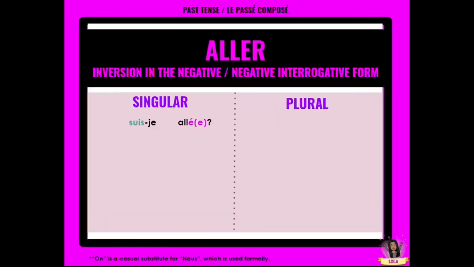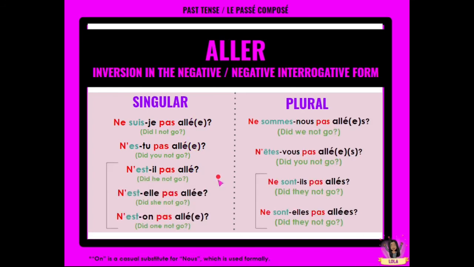So we have suis-je allé. We're going to put the ne before the auxiliary, and the pas is going to go after the subject. Ne suis-je pas allé? Did I not go? N'es-tu pas allé? Did you not go? N'est-il pas allé? Did he not go? N'est-elle pas allée? N'est-on pas allé? Ne sommes-nous pas allés? N'êtes-vous pas allés? Ne sont-ils pas allés? Ne sont-elles pas allées?